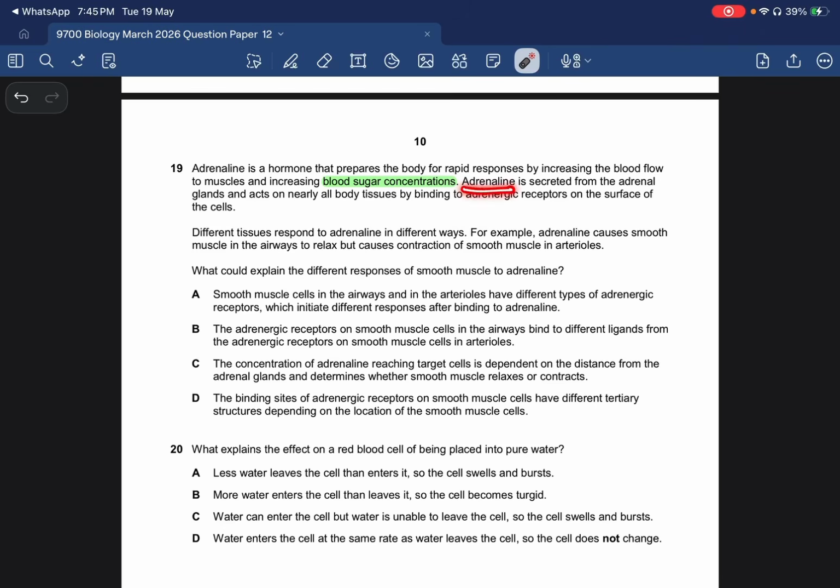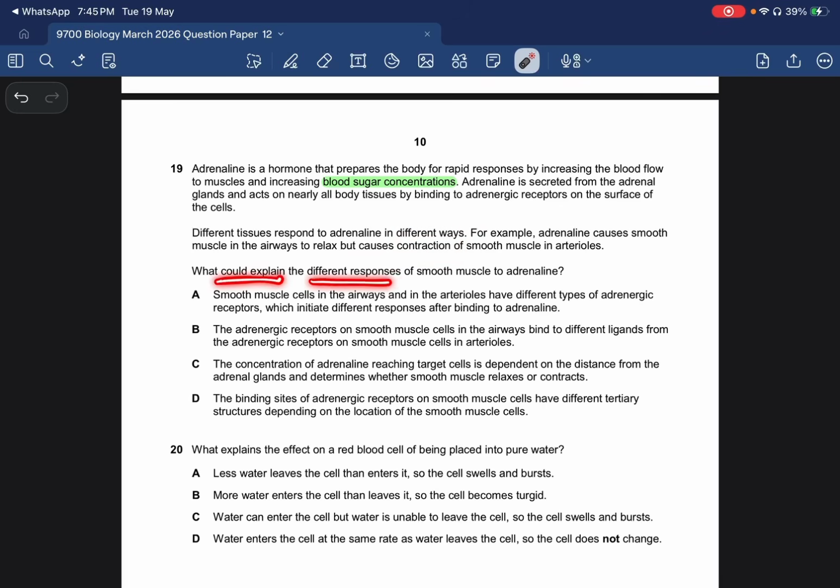Now, adrenaline is secreted from the adrenal glands. This is the hormone. And it acts on nearly all body tissues by binding to adrenergic receptors on the surface of the cells. Now, different tissues respond to the adrenaline hormone in different ways. So, for example, if you look at the smooth muscle cells in the airways, adrenaline causes them to relax. But if you look at the smooth muscle cells in the arterioles, adrenaline causes them to contract.